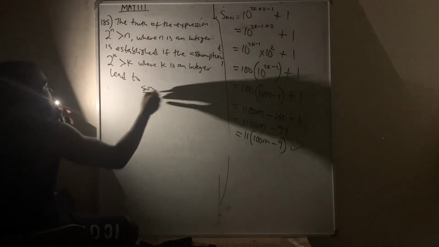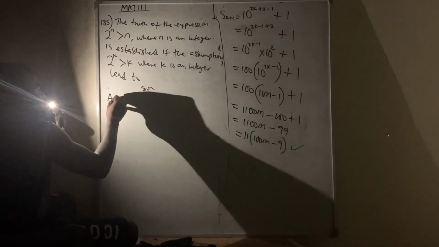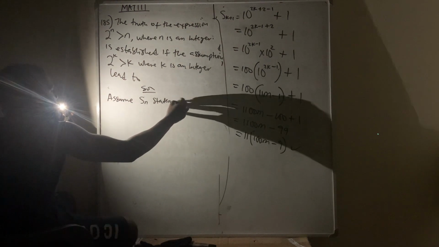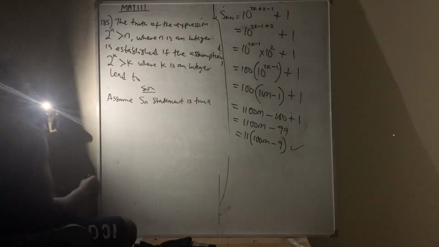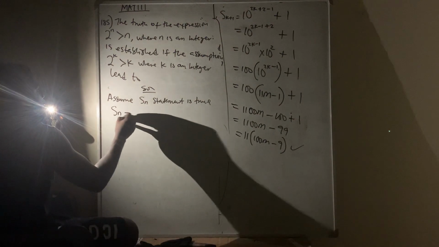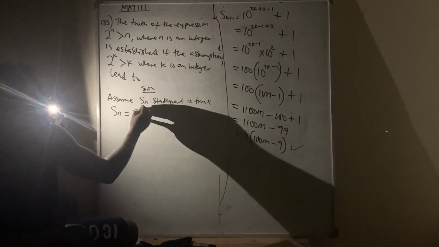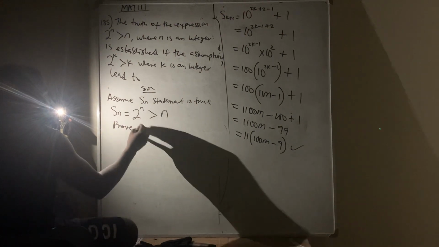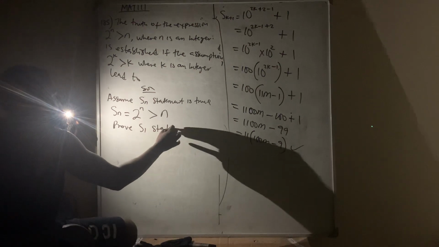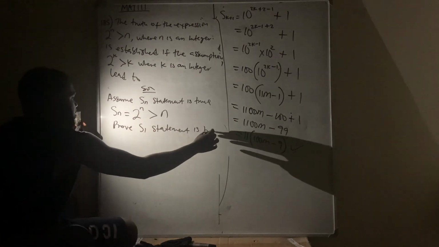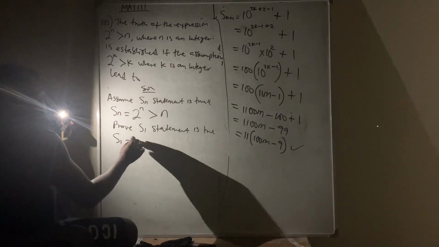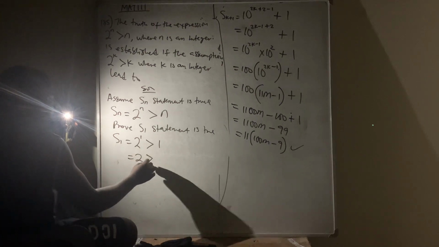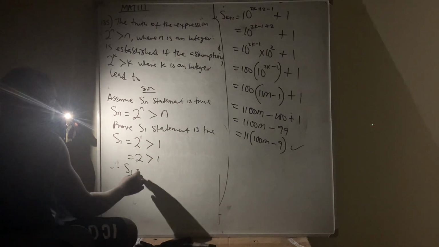So the solution, normal method, the first thing is to assume. You assume that the Sn statement is true. So how do you assume that? You say that Sn is equal to, repeat the same thing, 2 raised to power n is greater than n. So the next thing to do is to prove that the S1 statement is true. So S1 is equal to 2 raised to power 1. Is it greater than 1? Let's check out. 2 raised to power 1 is 2, and 2 is greater than 1. So therefore, the S1 statement is true.